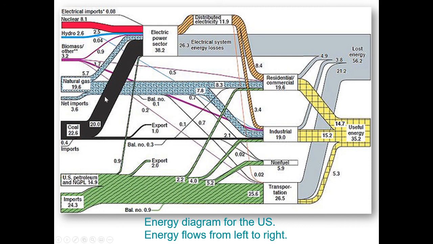Overall, we've got 100% of energy coming in here on the left, and there's a lot of things going on. Maybe you can spend a few minutes to take a look at this diagram in more detail, but you can see that there are different uses of this energy. There's residential, commercial, industrial, and transportation. Overall, the big picture here is that with all of these different types of energy coming in, whether domestic or imported, over half of that energy is lost, 56.2%. Only 35.2% is useful energy.